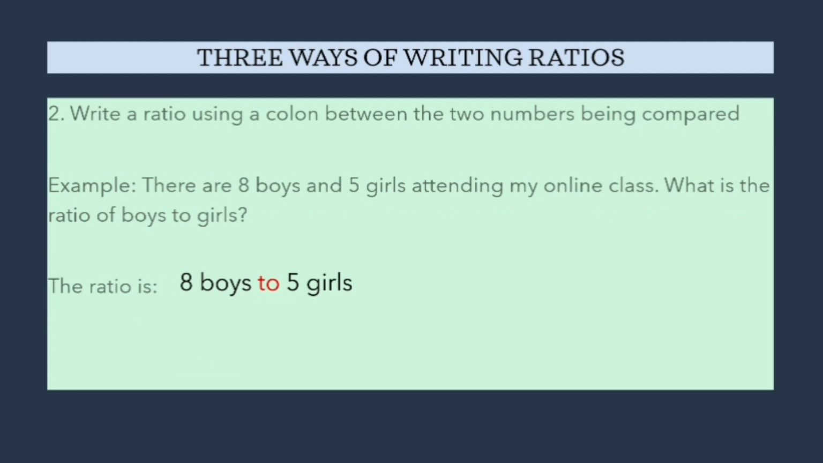Another way of writing ratio is by using a colon between the two numbers being compared. Using the same example, the ratio here is 8 boys to 5 girls. That is simply 8:5. And lastly, we can write ratio as a fraction. Using the same example, the ratio of 8 boys to girls is simply 8/5.